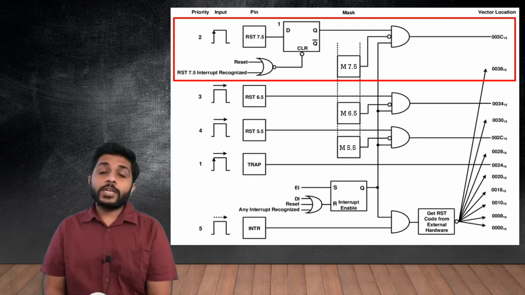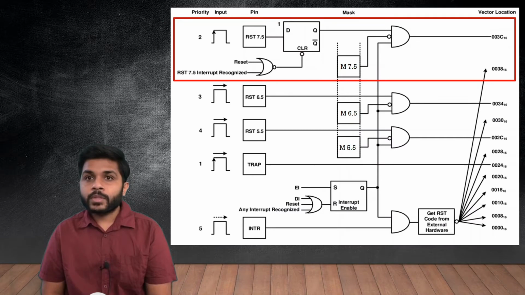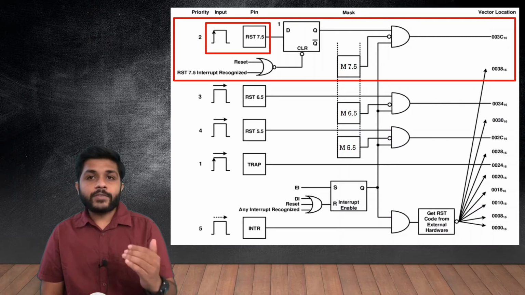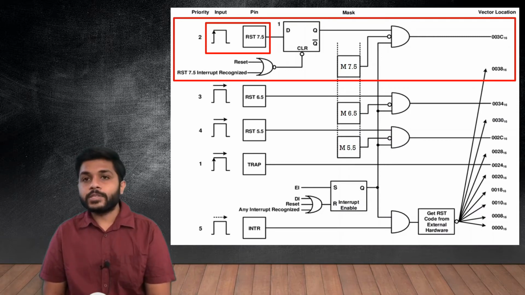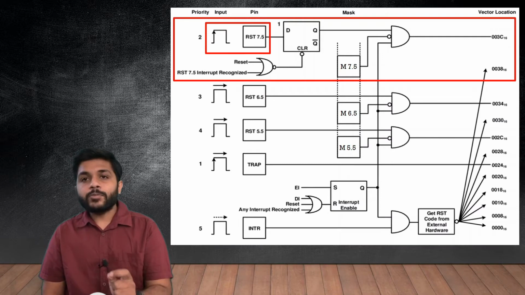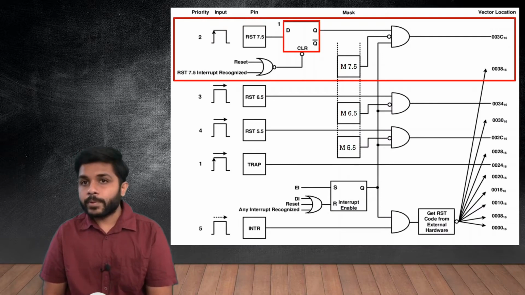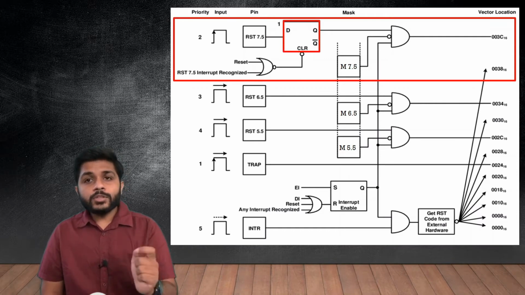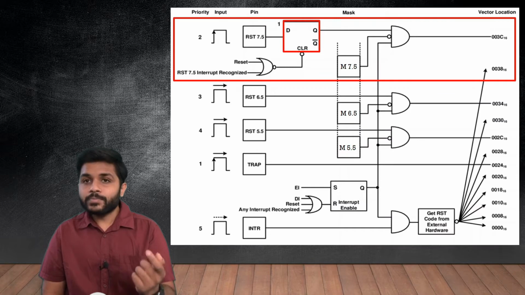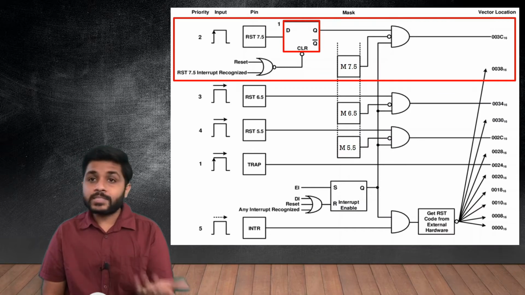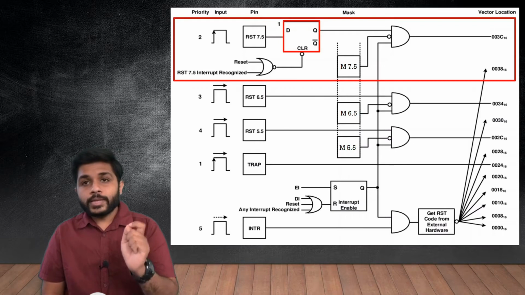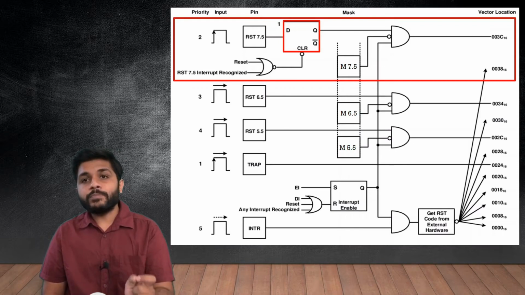Now let's see the first interrupt, that is RST 7.5. The RST 7.5 interrupt is edge trigger. So whenever there is a spike from low to high, this interrupt will be received. You can see that the RST 7.5 pin is connected to D flip-flop. So the question is, why is this D flip-flop necessary? Because the RST 7.5 interrupt is edge trigger, there is a high chance that the processor will miss that interrupt. Because in a fraction of time, if the processor is not able to receive this interrupt, it will be lost. So that is the reason we have connected this RST 7.5 pin to the D flip-flop.